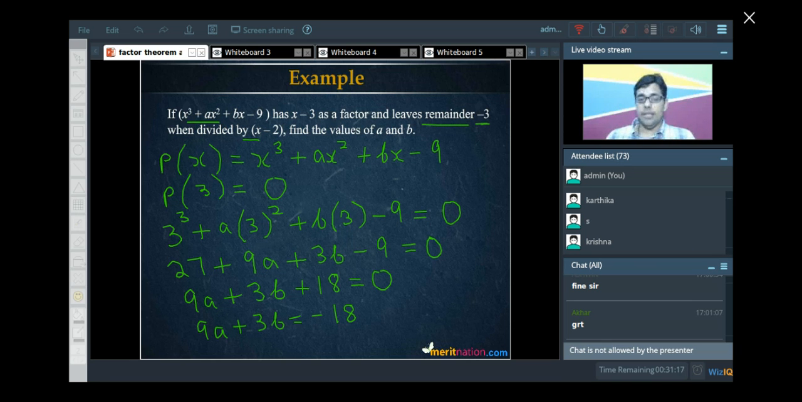Factor is x minus 3. We can put it equal to 0. X is coming out to be 3. Therefore, by factor theorem, we can say p of 3 becomes 0. So we will get in this case 3 cube plus a multiplies 3 square plus b multiplies 3 minus 9, it is 0. Now solving this, the first equation becomes 9a plus 3b equals minus 18.